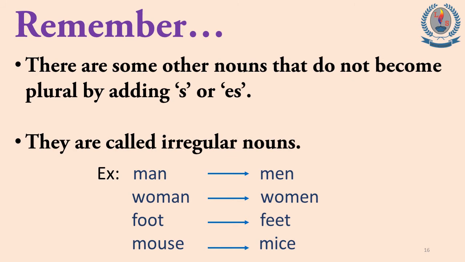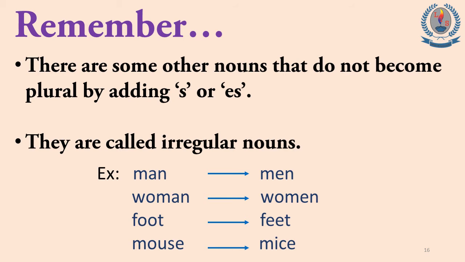Remember children, there are some other nouns that do not become plural by adding s or es. They are called irregular nouns. Here you are given some examples. Look at them. Man, men. Woman, women. Foot, feet. Mouse, mice.